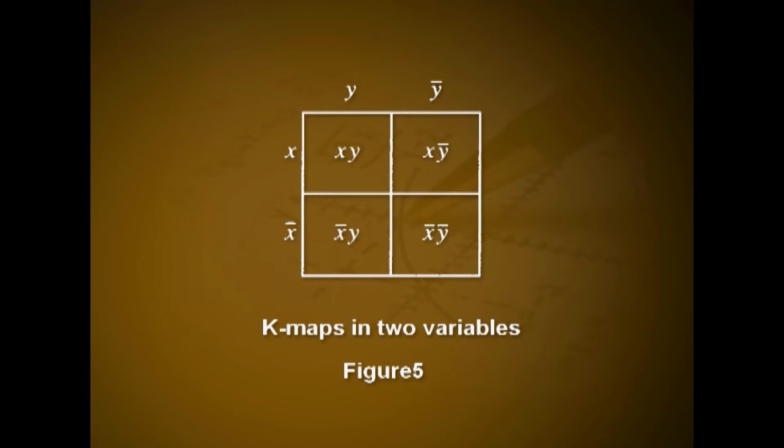Cells are said to be adjacent if the minterms that they represent differ in exactly 1 literal. For instance, the cell representing x bar y is adjacent to the cells representing x y and x bar y bar. The 4 cells and the terms that they represent are shown in figure 5. This is figure 5, which shows the K-maps in 2 variables.